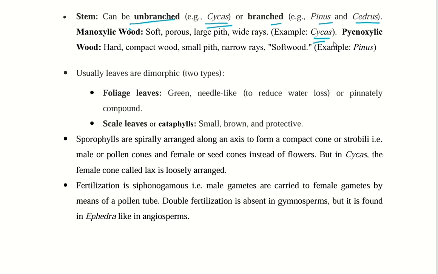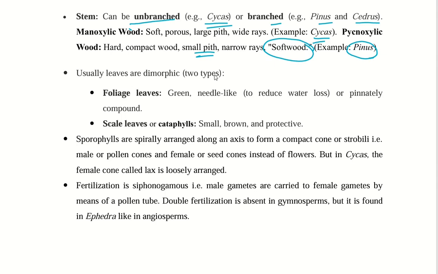Likewise, the pycnoxylic type of wood, which is characteristic of the pinus tree, is a little bit harder compared to the monoxylic wood. It is a compact wood, with small pith and narrow rays. It's commonly called softwood, which is used for making plywood, etc.